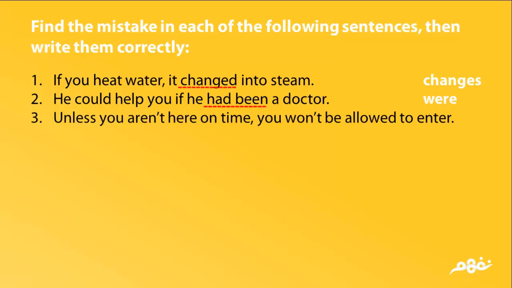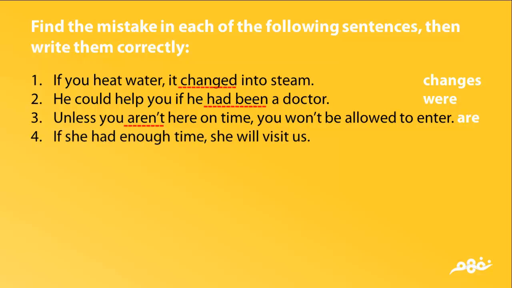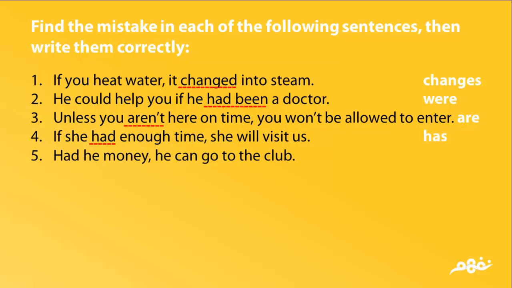Unless you aren't here on time, you won't be allowed to enter. Unless you are here on time, you won't be allowed to enter. If she had enough time, she will visit us. If she has enough time, she will visit us. Had he money, he can go to the club. Had he money, he could go to the club.